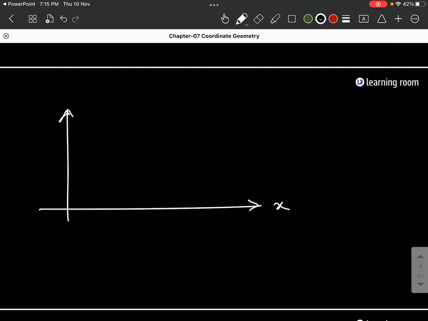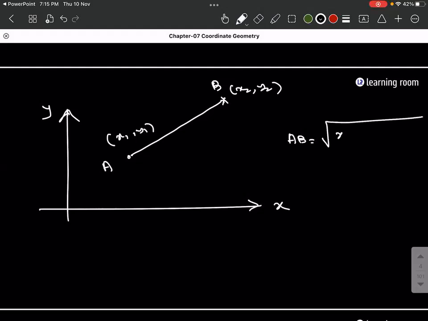Suppose I take this to be x-axis, y-axis. If I have 2 points x1 comma y1 and another point x2 comma y2, and I want to find the distance between the points AB, then AB is given as root of x2 minus x1 the whole square plus y2 minus y1 the whole square. So how did we obtain it? Using Pythagoras theorem. I hope everybody knows this, right?